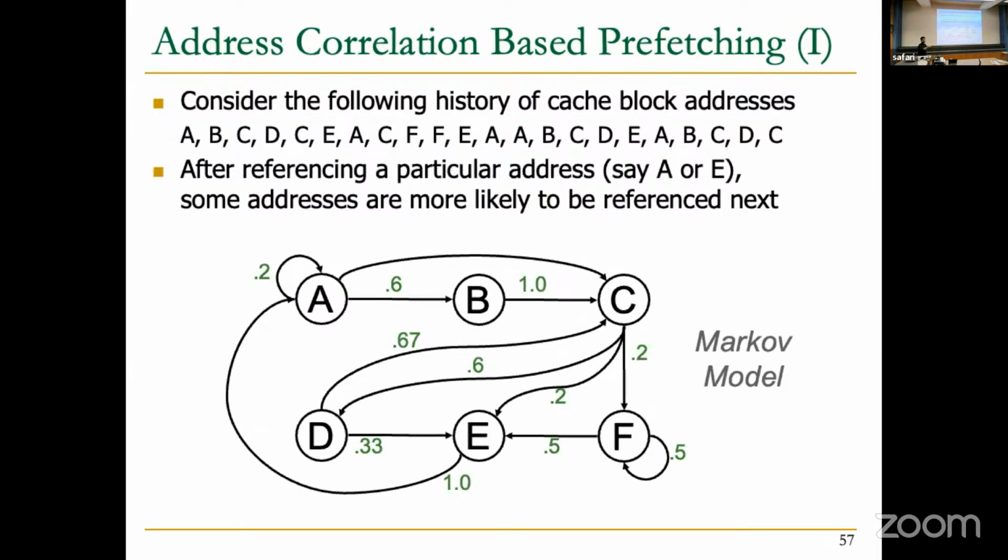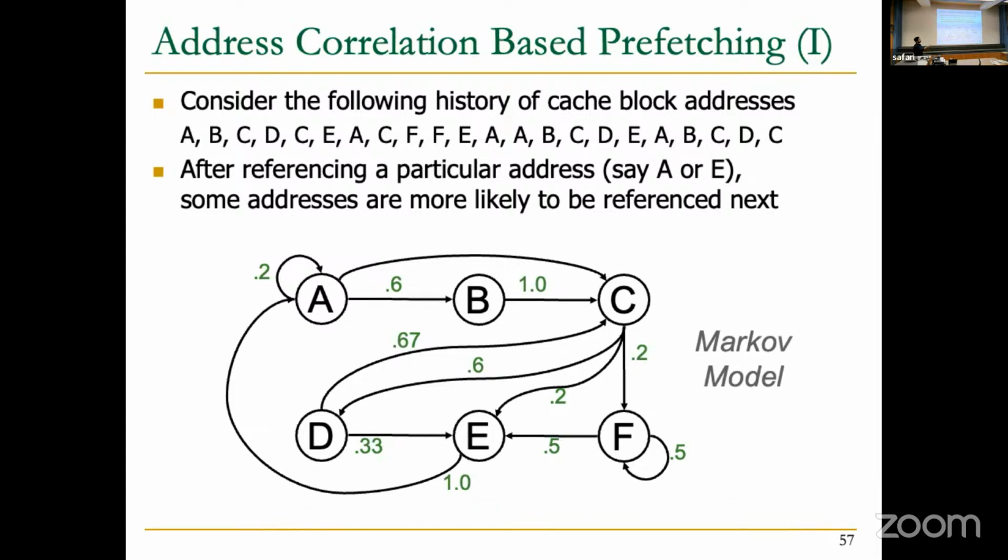So probably you have known Markov graphs like this. It's like a state transition graph. You say that if you see A, there is a 20% probability that the next token, the next address, would be A. There would be a 20% probability that the next address would be C, and then there is a 60% probability that your next address would be B.